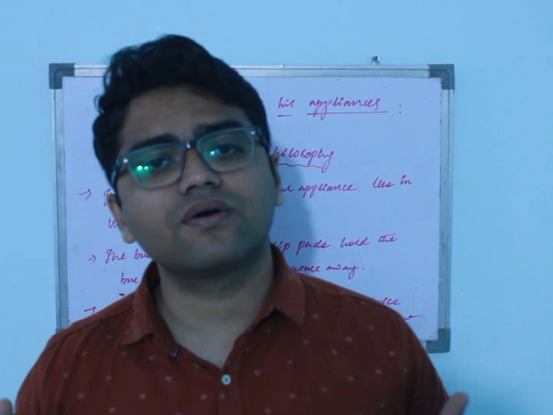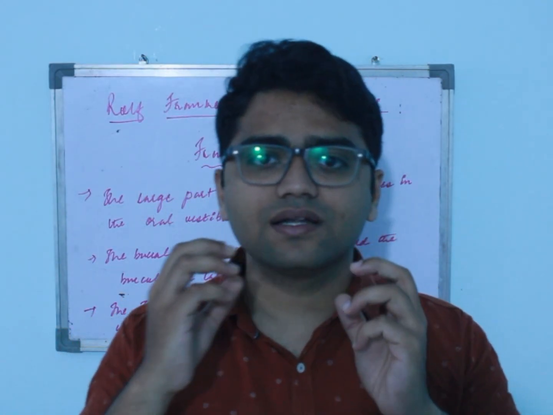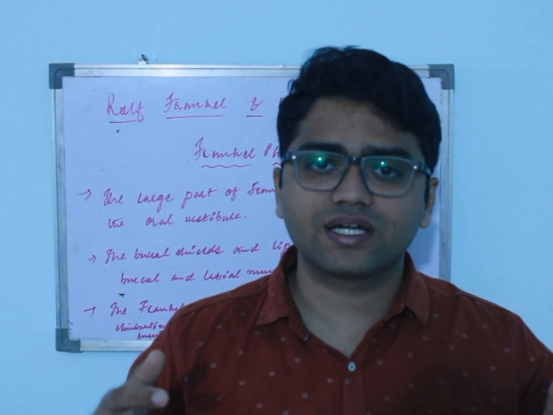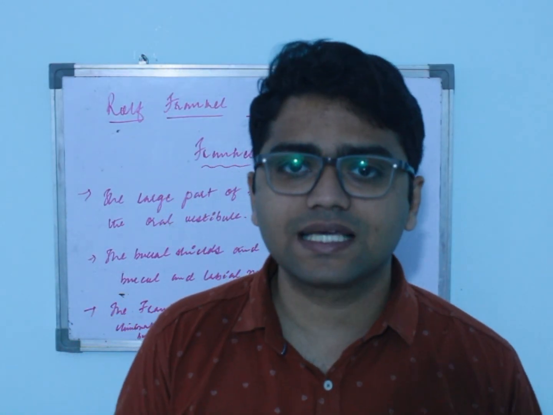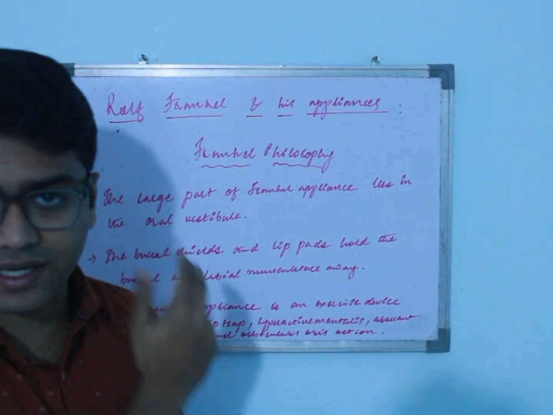Okay, this is what we can understand from buccal shields and lip pads. Buccal shields keep the buccinator, orbicularis oris, and superior constrictor away from the teeth, whereas the lip pads keep the mentalis muscle away from it. By this, there is a proper lip closure as well as normalization of the activity of the mentalis muscle. This is what we can understand from the second point.